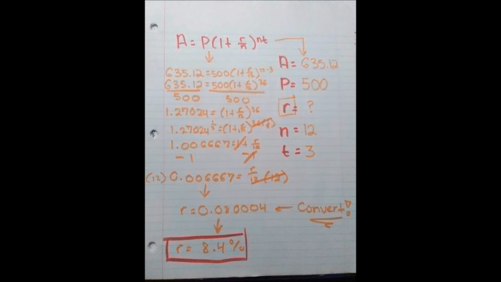0.080004, but this isn't the end yet, since what we're looking for is the rate, which is in the form of a percentage. We have to convert the decimal that we've gotten into a percentage. So 0.08004 converts to 8.4%. The rate applied to Emily's account was 8.4%.